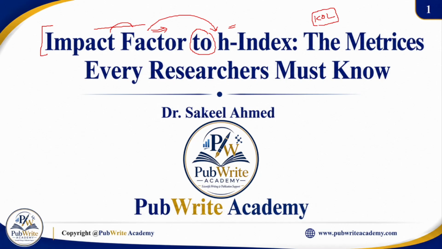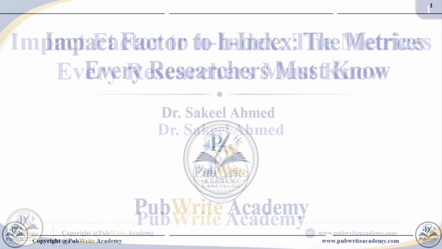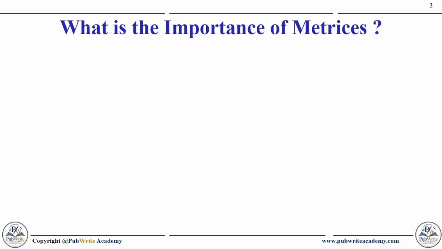That's why I wrote over here that these are matrices that every researcher must know. So before going to the session, let me start. What is the importance of these matrices? As I told you, we are going to cover these in two aspects. One is the journal related matrices, and another one is author related matrices. The important thing is that these matrices revolve around the citation. You need to understand what a citation is first, because all these matrices revolve around the citation.